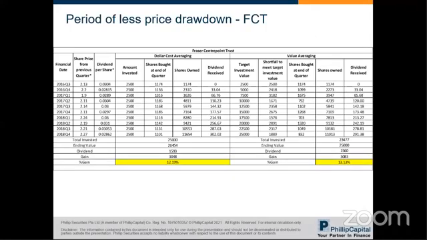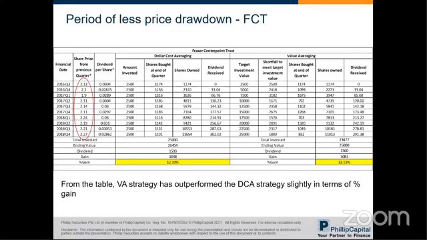Let's say we compare a period of less price drop, especially during 2016 to 2018. You can see the price fluctuation from the highest of around 2.27 to the lowest of 1.9. From dollar cost averaging, you can get a total return of around 12.19%, including the dividend. However, if you are doing value averaging during this period, the total return is around 13.13%. You can see value averaging outperforms dollar cost averaging by a slight difference in terms of the gain.